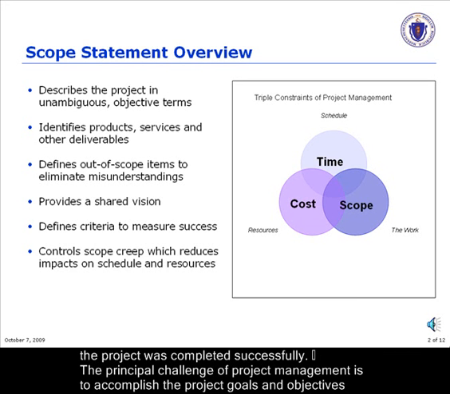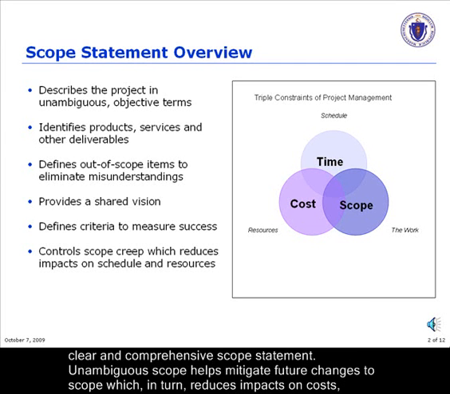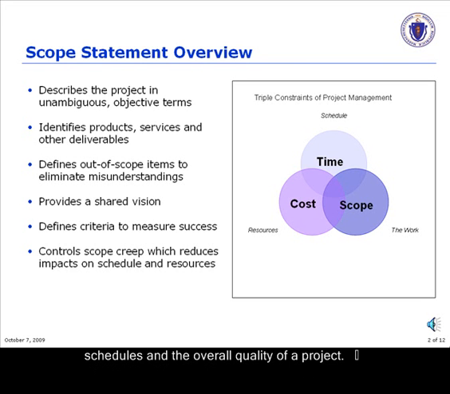The principal challenge of project management is to accomplish the project goals and objectives while respecting the triple constraints of scope, time, and cost. One of the most effective ways of balancing these constraints is by developing a clear and comprehensive scope statement. Unambiguous scope helps mitigate future changes to scope, which, in turn, reduces impacts on costs, schedules, and the overall quality of a project.